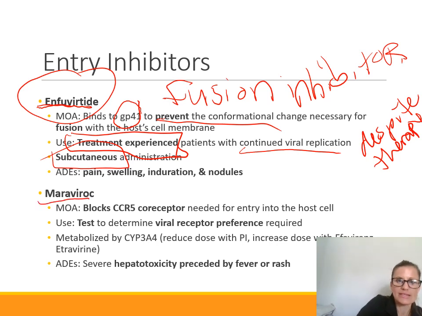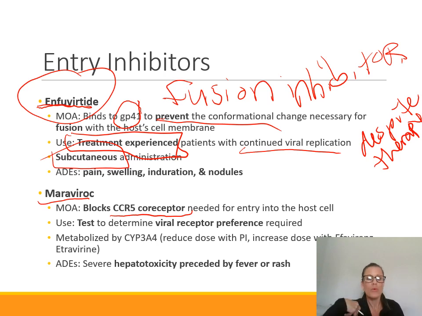Maraviroc is another entry inhibitor, but it works at a different location, at a different spot. What Maraviroc does is it blocks the CCR5 co-receptor that's needed for entry into the host cell. If the HIV can't bind to this CCR5 co-receptor, then it can't enter into the cell. It's not able to enter into the cell to replicate.